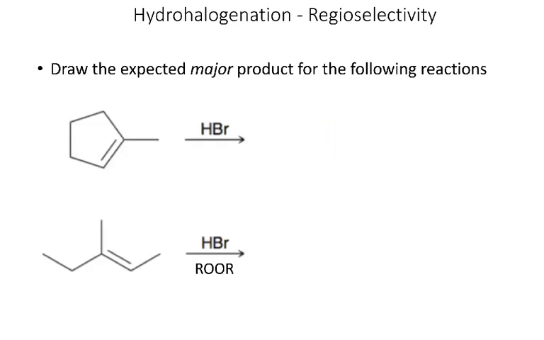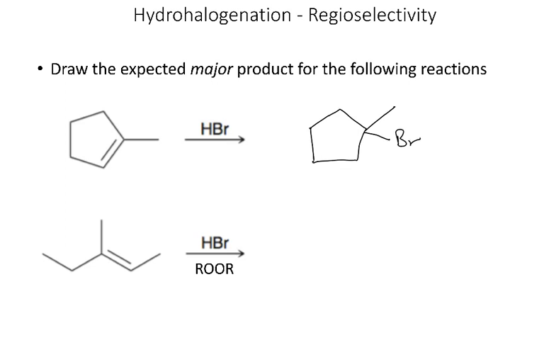Okay, so we have 2 examples here, and we want to predict the major product for each of the following reactions. In the first case, I'm just adding HBr. I don't have a peroxide present, so this should follow the Markovnikov addition. The bromine should add to the more substituted carbon, and the hydrogen will add to the less substituted carbon. And so in this case, my product would be this.